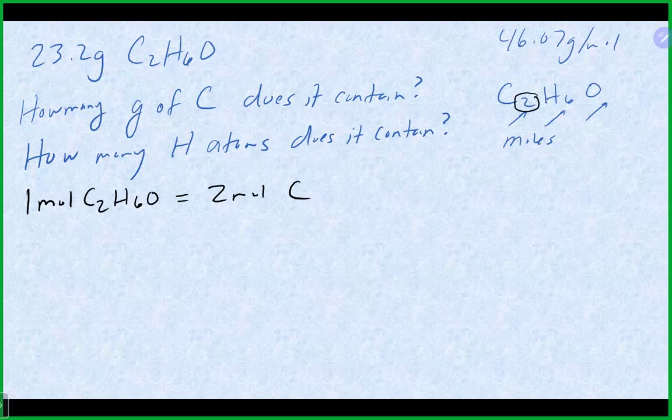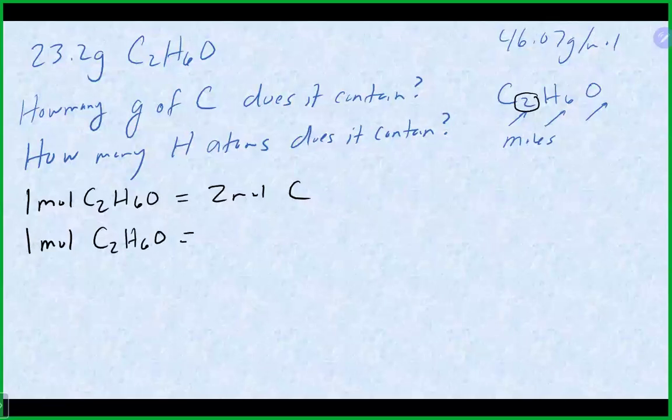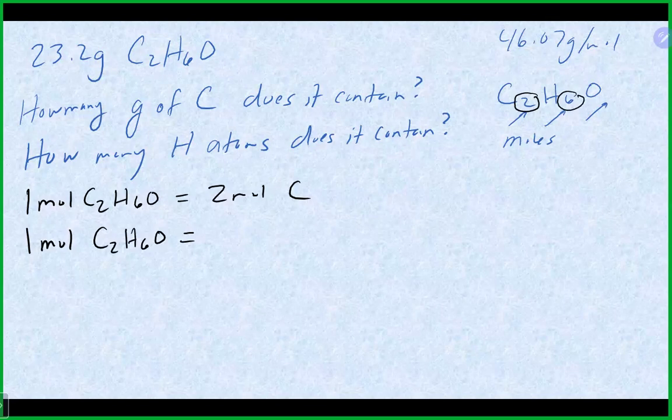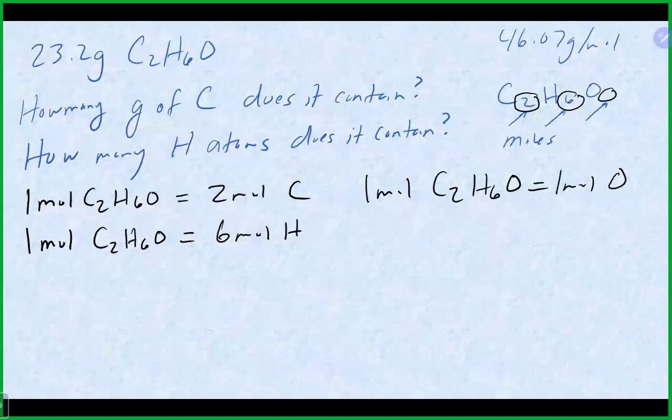We could also say that for 1 mole of this entire thing, there would be 6 moles of hydrogen. And we could also say for 1 mole of this entire thing, there would be 1 mole of oxygen. So these are 3 equalities we could actually get from the formula itself. And from each of these equalities, we could use 2 conversion factors if we needed to. So with that information, that is what allows us to answer this type of question.